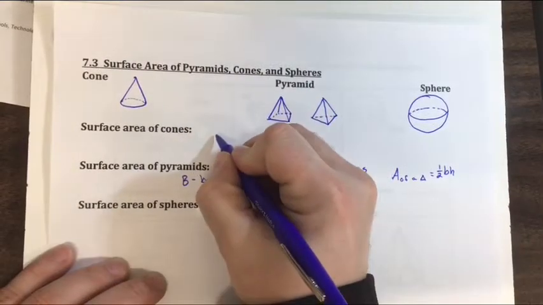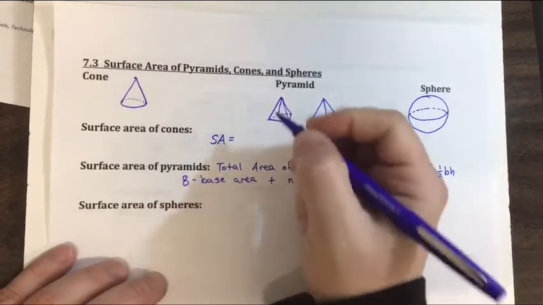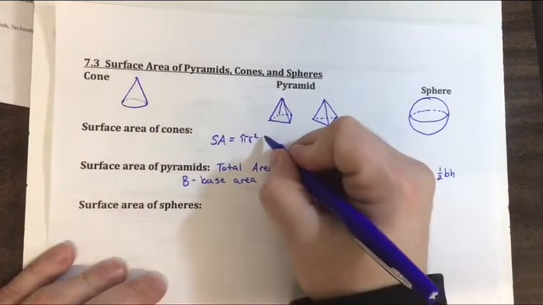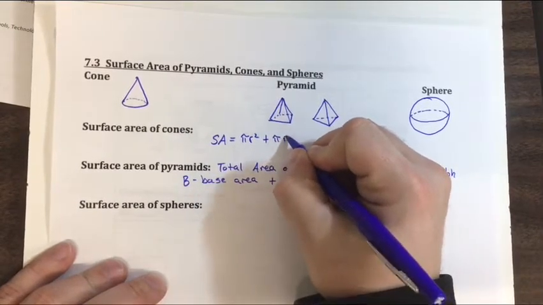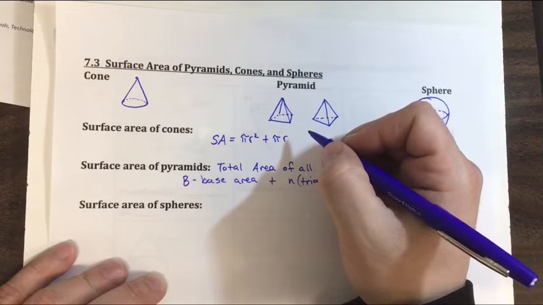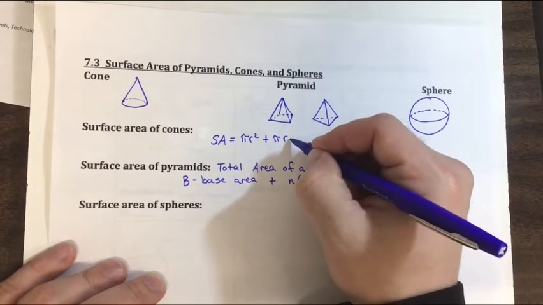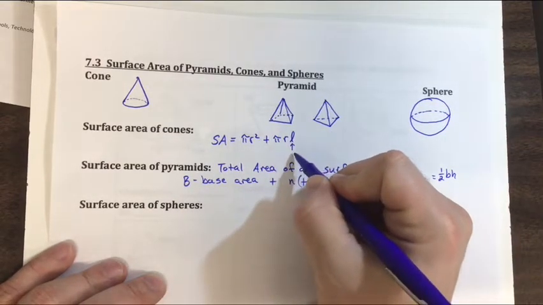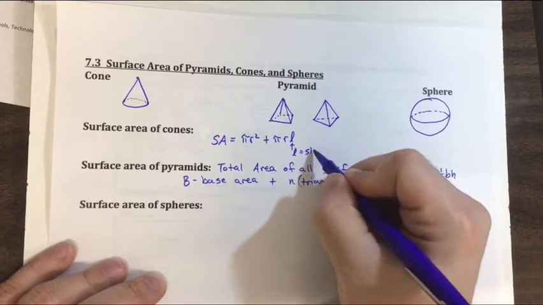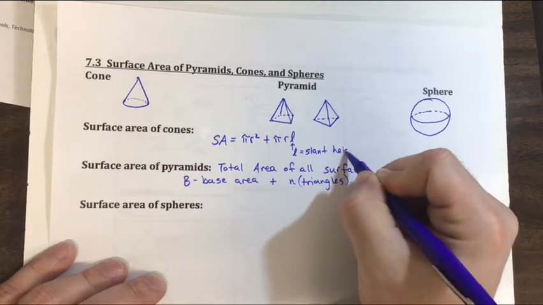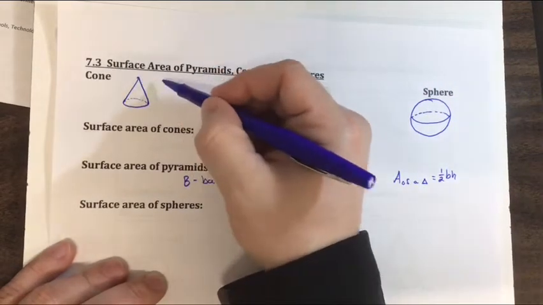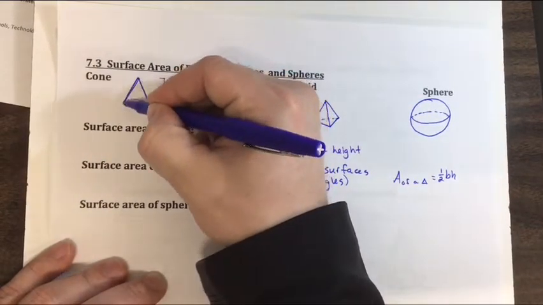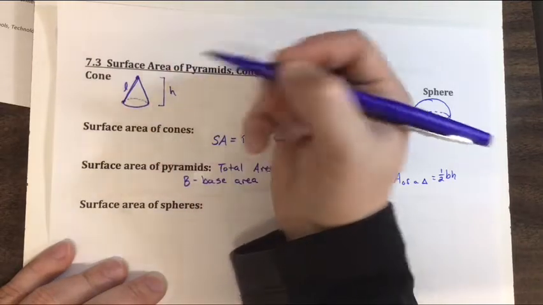For the surface area of a cone, SA for surface area, the formula starts with pi r squared, which would be the area of your circular base, plus pi times radius times this script letter L. The script letter L represents something called slant height, which is not the height of your cone, that would be h, but the slanted height along the edge of the cone, like that.